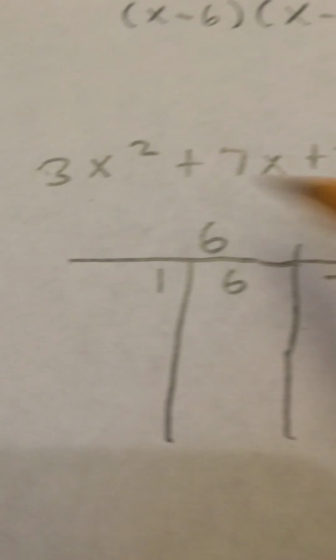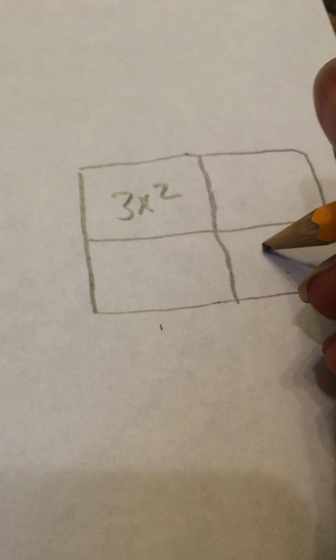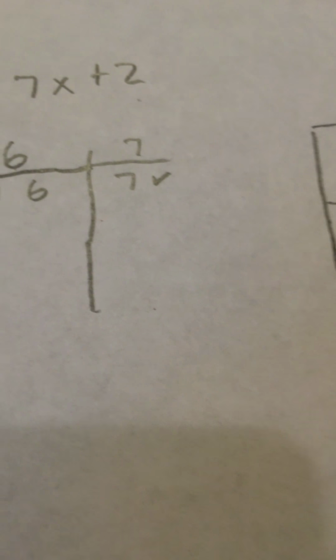Now you can move on to the next step, which will be drawing your little box over here. Your first number goes in your first box, and your last number goes in your last box over here. So you're going to fill that in first: your 3x squared and your last value, which is 2. And then the numbers you found that will add up and multiply evenly, which were 1x and 6x.